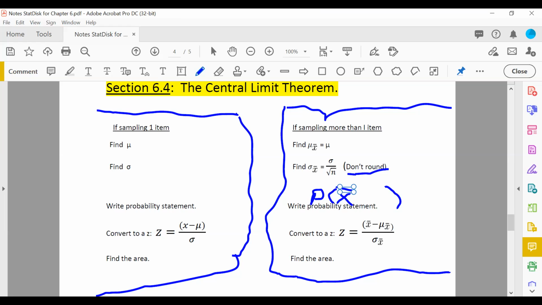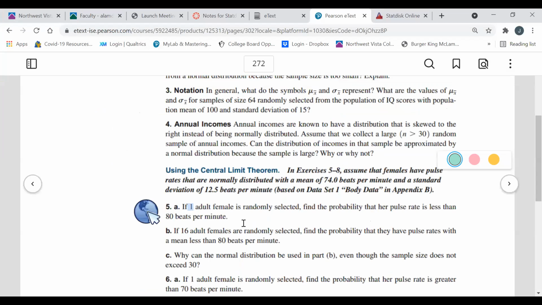So let's go back and look at the problem, and we need to figure out the probability statement. So it's going to be the probability of what? Probability that her pulse rate, so we're going to use X, is less than, oh, it tells you right there, less than 80. We're doing one sample. Less than, y'all see it? It won't let me highlight it, but it's right there, less than. Y'all can barely see it. Okay, so we got less than.